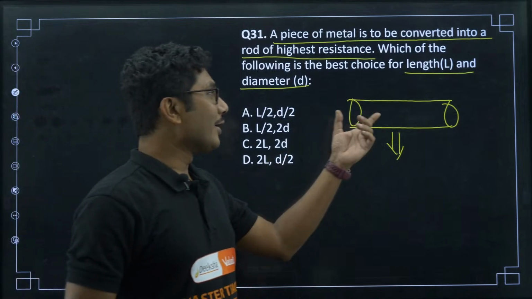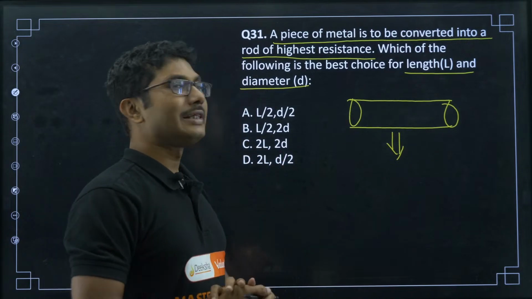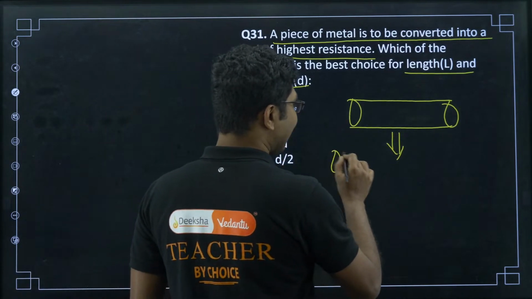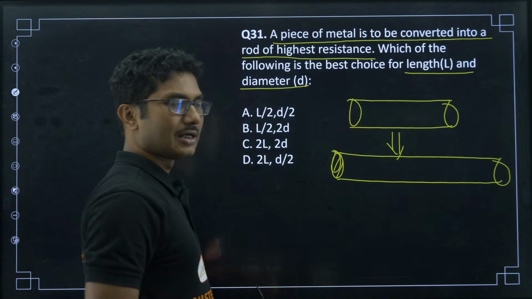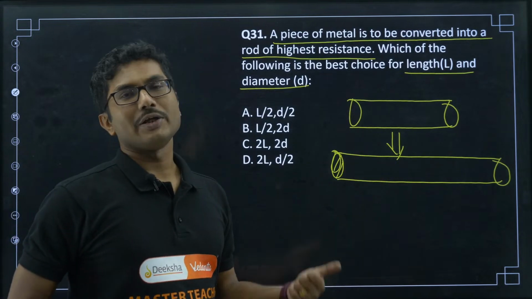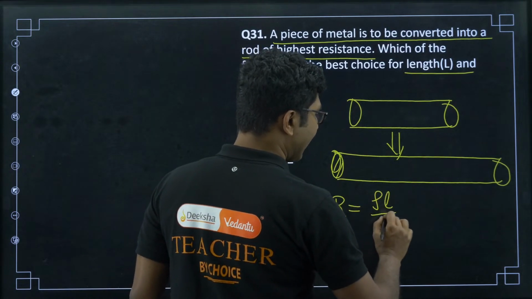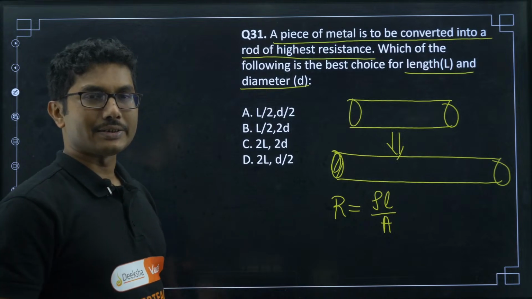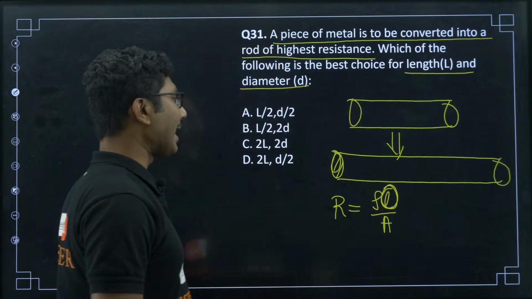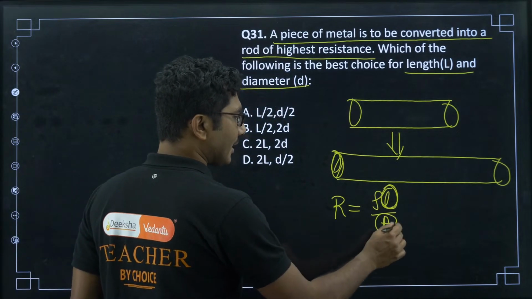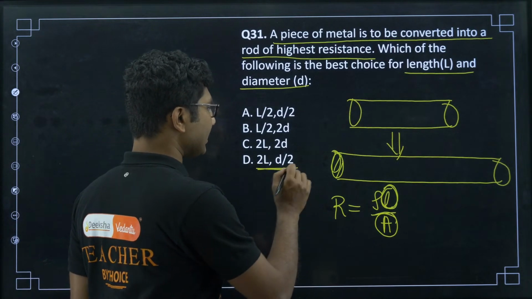So when you want to convert it into highest resistance, the only thing you want to do is increase its length and decrease the surface area. Resistance is basically rho L by A. So how can you increase the resistance? To increase the resistance, you want to increase the length and decrease the surface area. So to increase the length and decrease the surface area, the correct option is this.